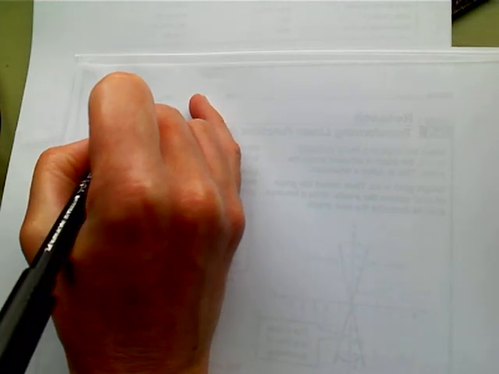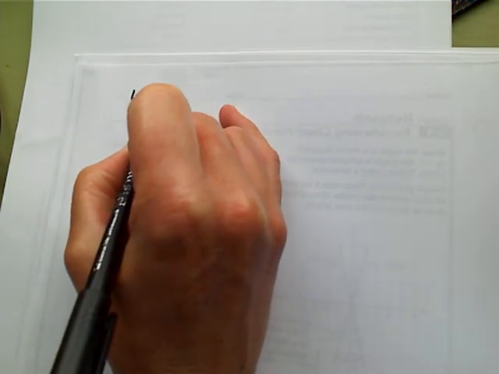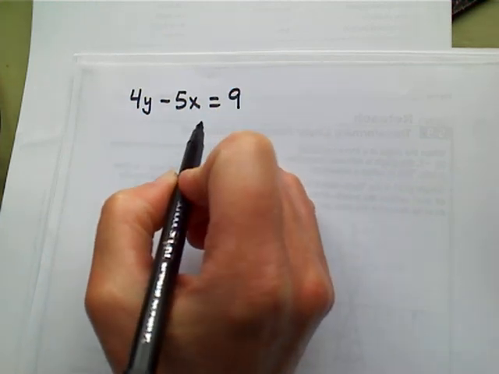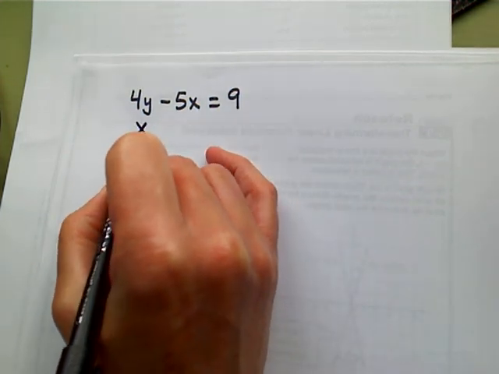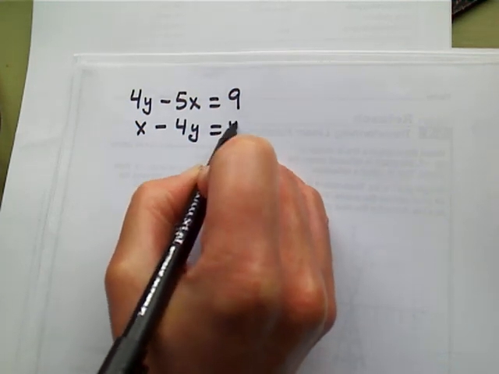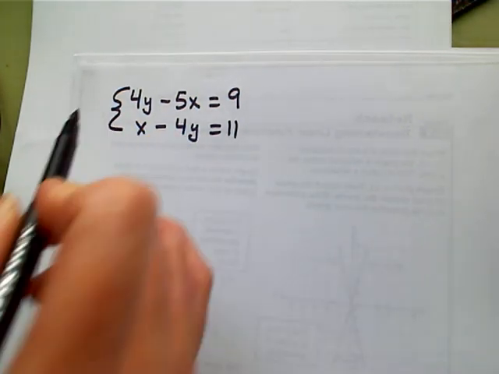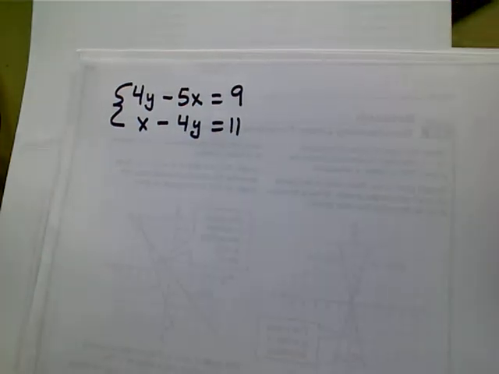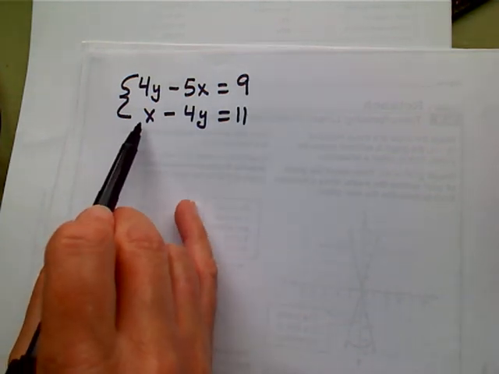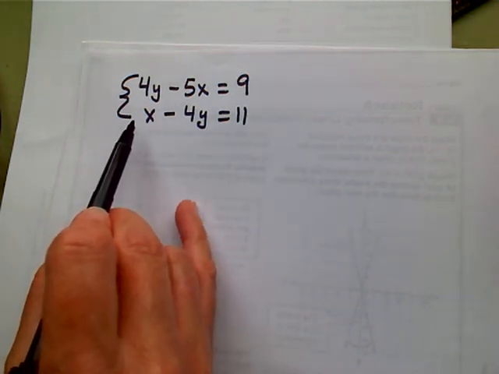Let's suppose that I have 4y minus 5x equals 9. And then I have x minus 4y equals 11 in my system of equations here. So another helpful hint is if you have a variable with a coefficient of 1, I would just go to that one and solve for that one.